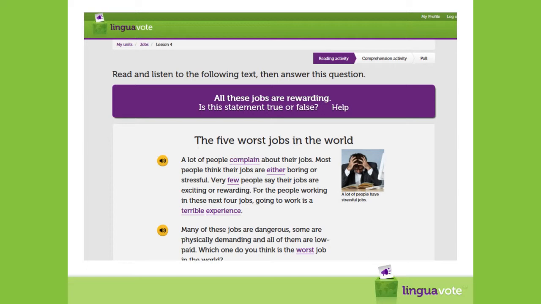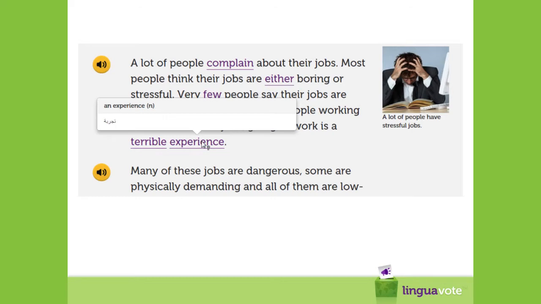So for example, the text in the jobs unit is about the 5 worst jobs in the world. A gist question gives students an initial objective for reading the text. Students can hover over any of the underlined words in the text to see a translation in their own language. They then complete some comprehension questions in which they may need to return to the text. Then in the following poll, they vote to express their opinion on the topic introduced in the text. So in this case, which of the 5 jobs do they think is the worst?